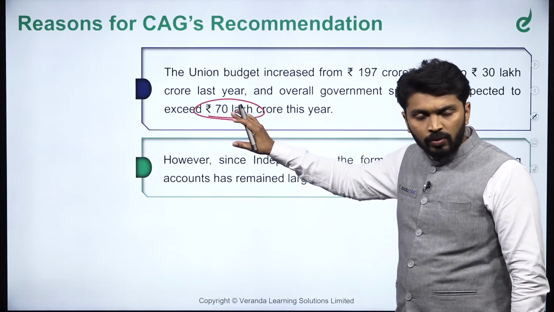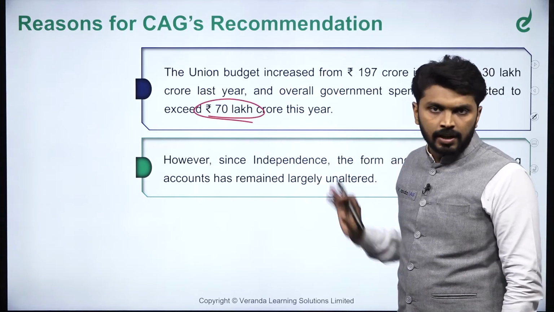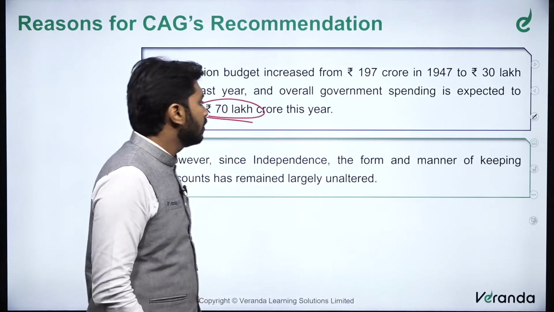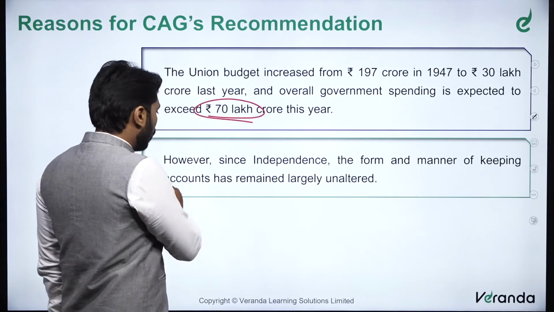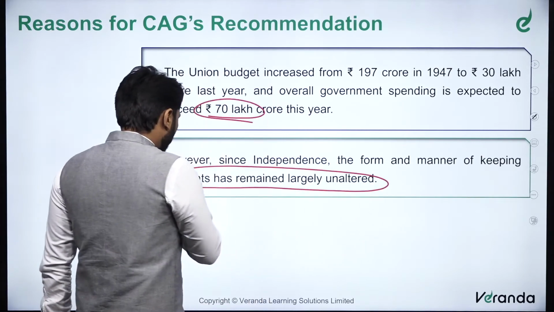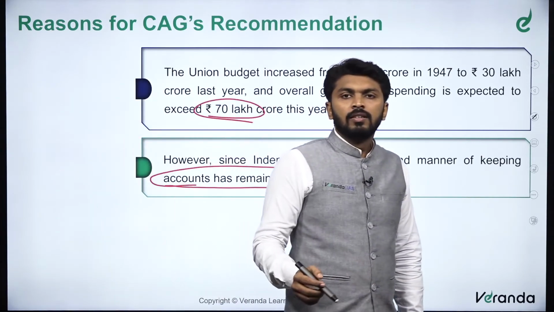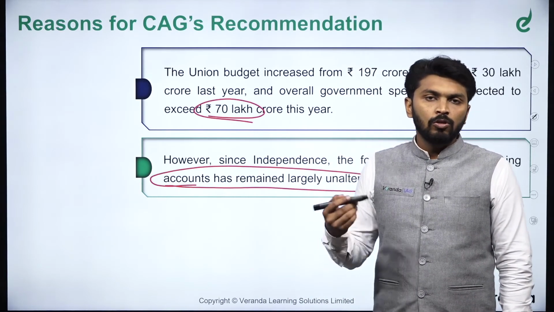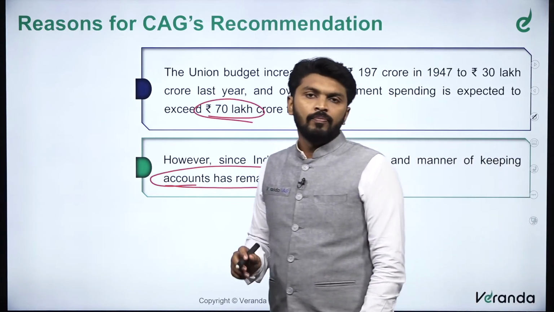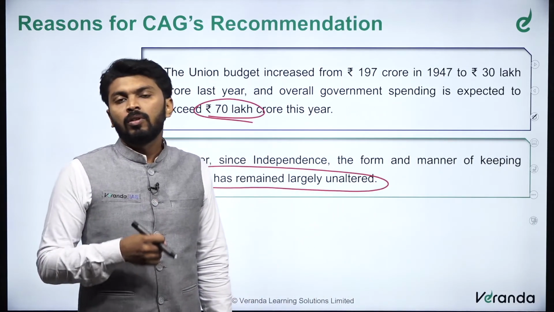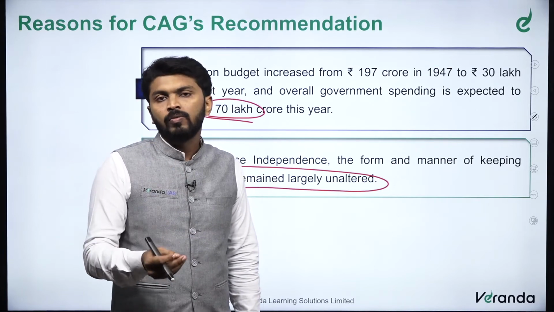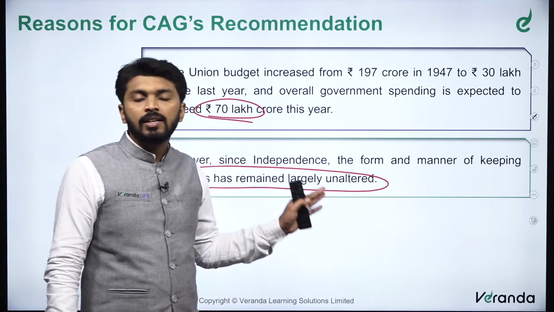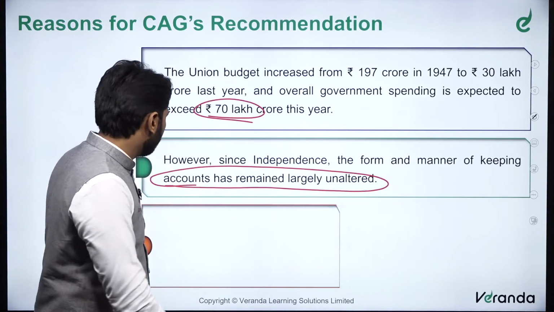See, the monetary value is increasing on a mountainous, enormous scale, but since independence, the form and manner of keeping accounts has remained largely unaltered. Since independence, we are still using the same paper and account books to maintain the records. How is it feasible for an auditor to audit these accounts without any difficulties? It poses a very huge difficulty. That is why CAG has recommended digitization of every data.